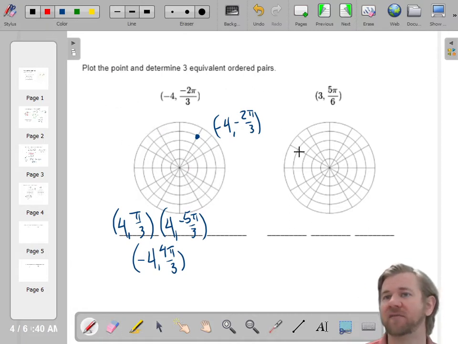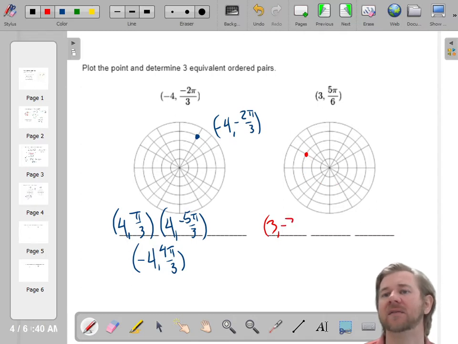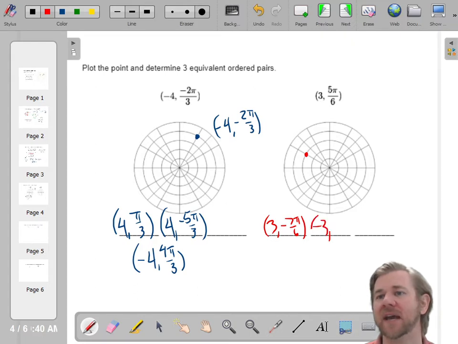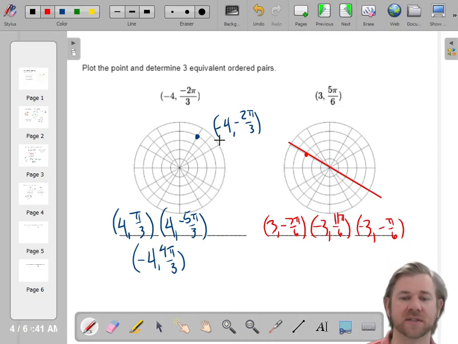So 3, 5 pi over 6, that's right there. That's 3, 5 pi over 6, which is also 3, comma, going the long way, would be negative 7 pi over 6. Or, if you want the radius to be negative, then you're describing this angle. So you could describe that angle as 11 pi over 6 or as negative pi over 6 over here. This is either 11 pi over 6 or negative pi over 6. When the radius is negative, you would then go through the origin to get to those.